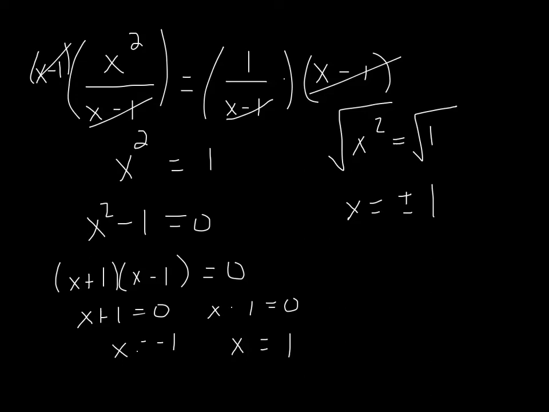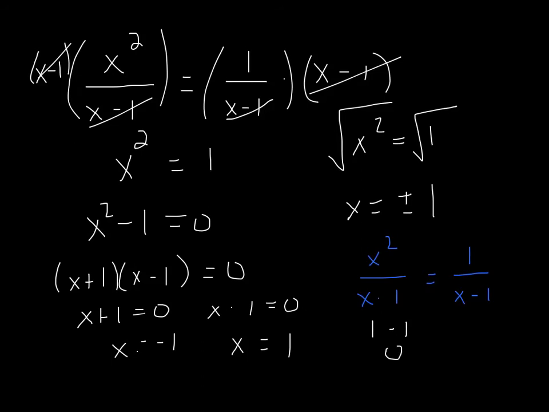Now, here's where our problem comes in though. If you go back to the original equation, let me put that down here. Our original equation was x squared over x minus 1 equals 1 over x minus 1. Well, if we put positive 1 in for x, what's this denominator going to become? This is going to become 1 minus 1 on the bottom, right?